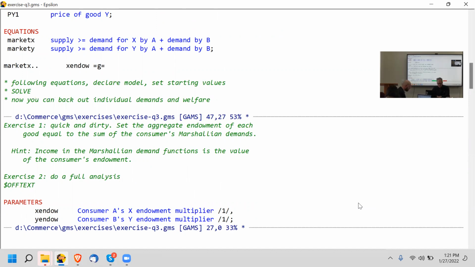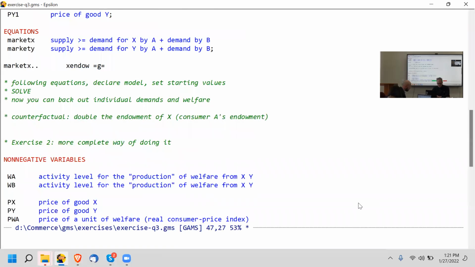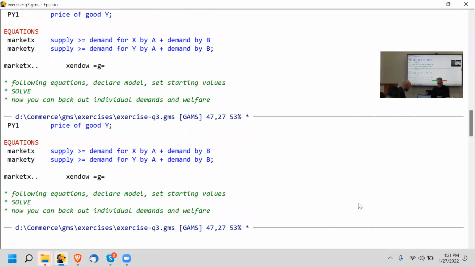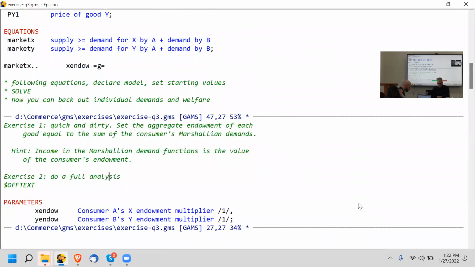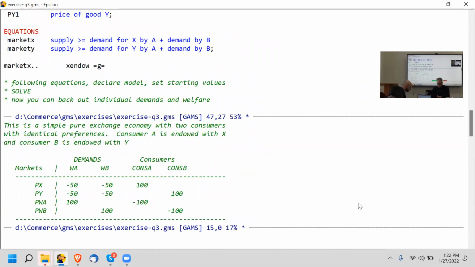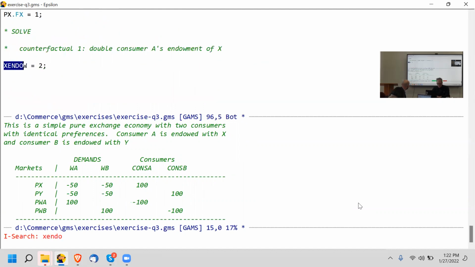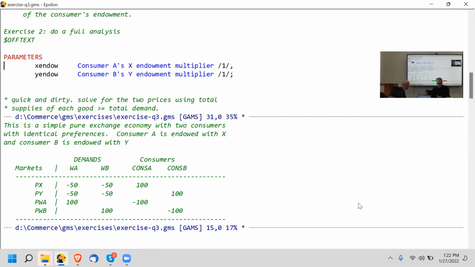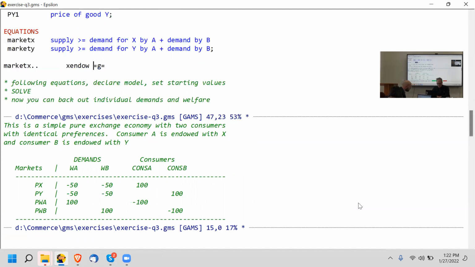So it says in the exercise we can set up the endowment of each good equal to the sum of the consumers' Marshallian demands. So now we can say equal to the sum. It's going to be x endow, which is a multiplier because it's equal to 1 initially. So here it's going to be times 100.